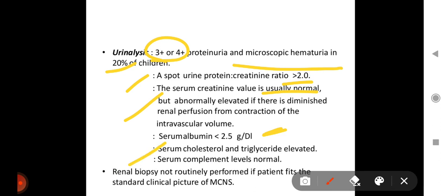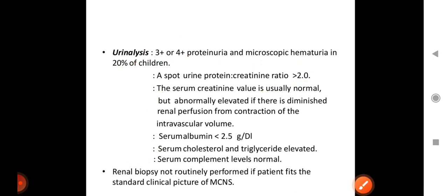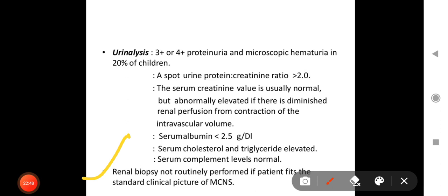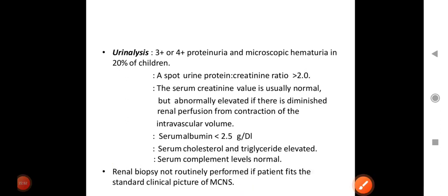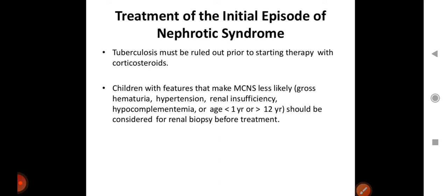Serum cholesterol and triglycerides are elevated, and serum complement levels are normal. They increase or decrease in secondary nephrotic syndrome only. So renal biopsy is not routinely performed in patients with minimal change picture. There are other indications of renal biopsy, not in the patient in whom you are suspecting minimal change disease. So now we come to the treatment part of nephrotic syndrome.